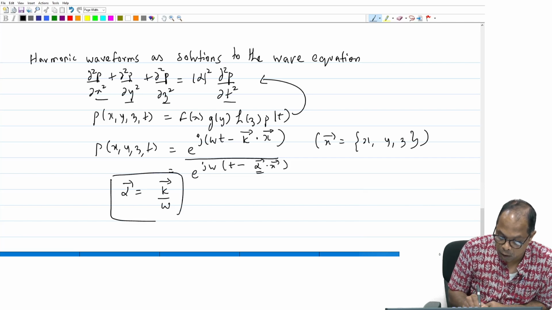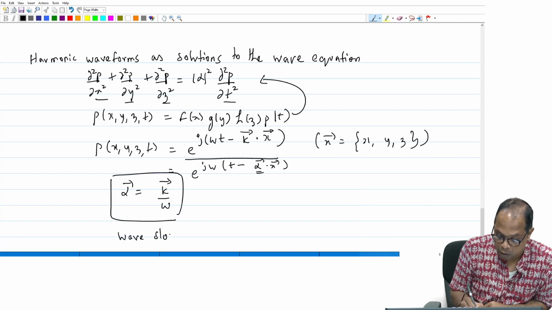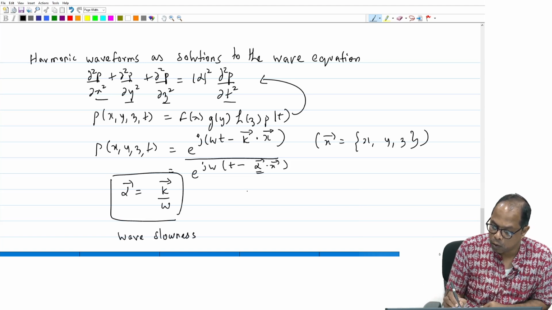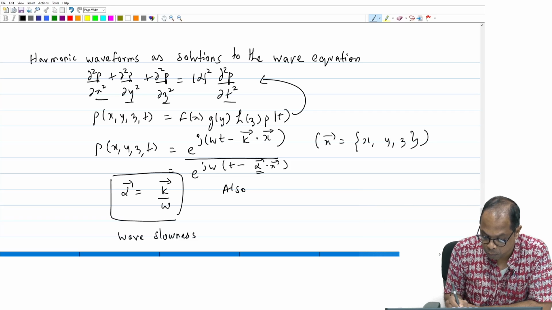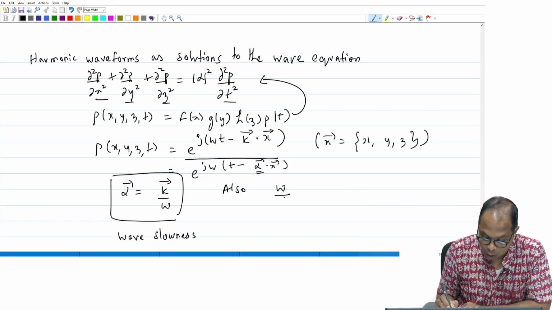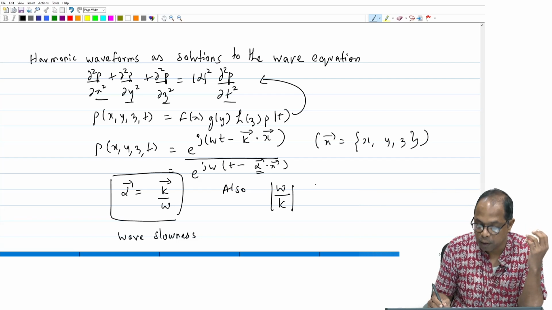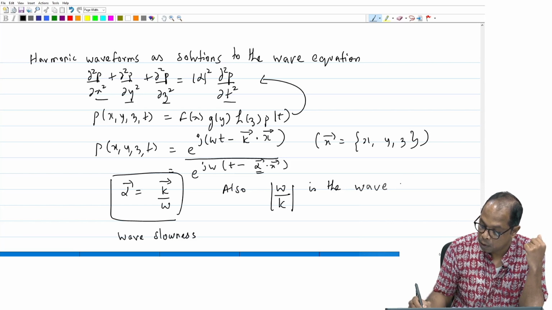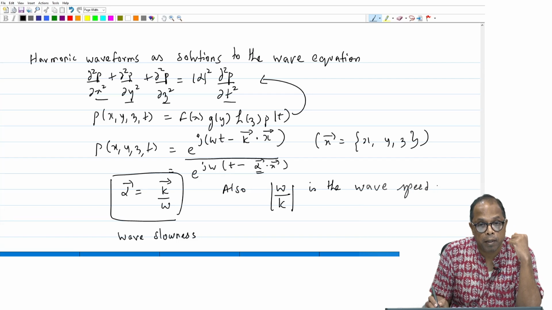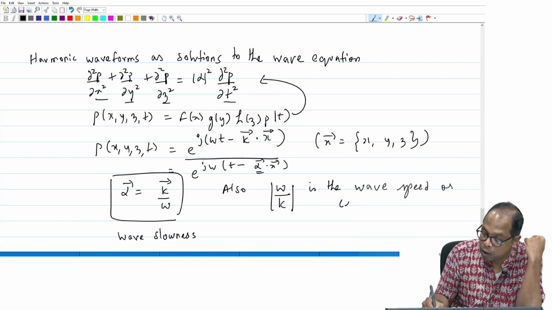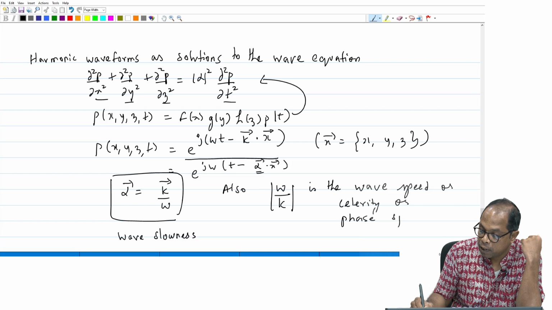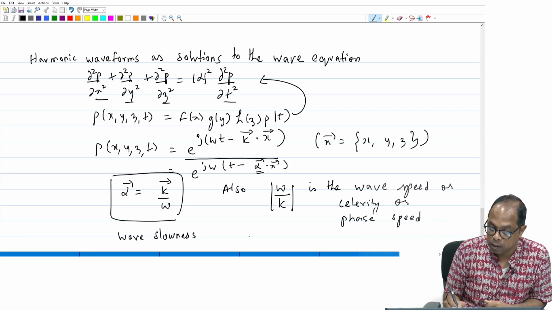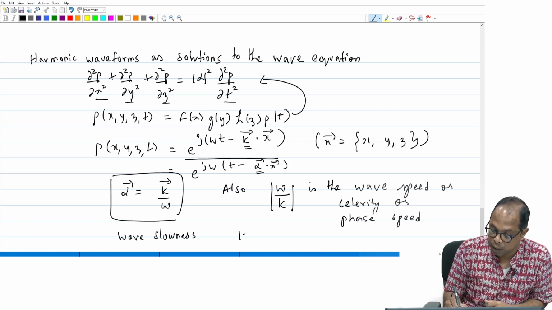Now, this is called the wave slowness, and you could also write your omega by k as the wave speed, or call it celerity, or call it phase speed.